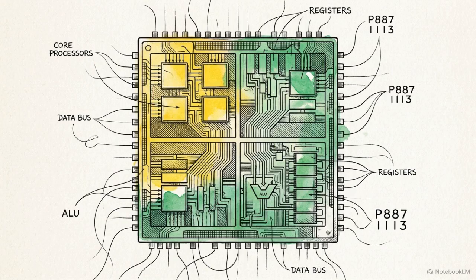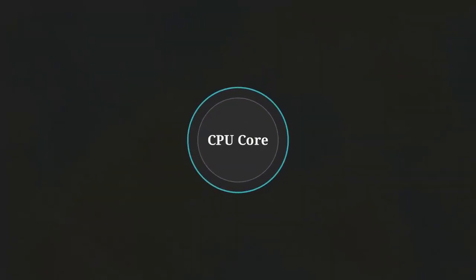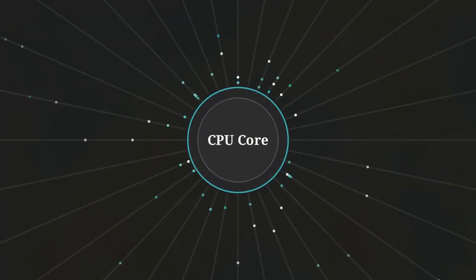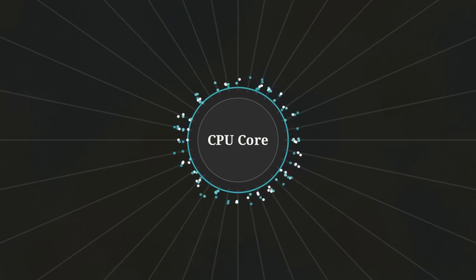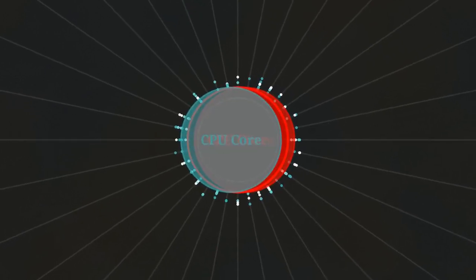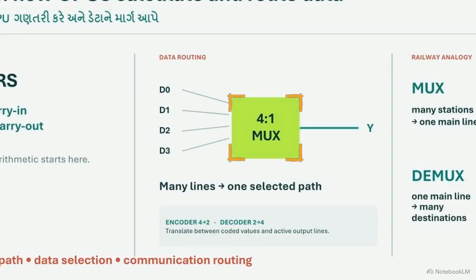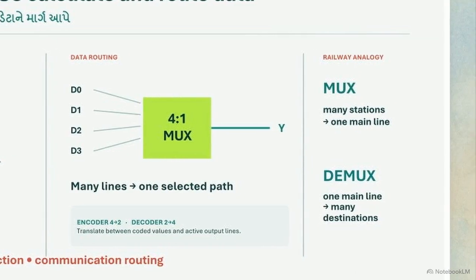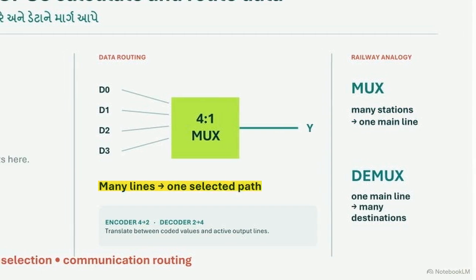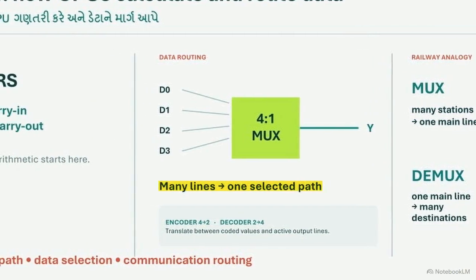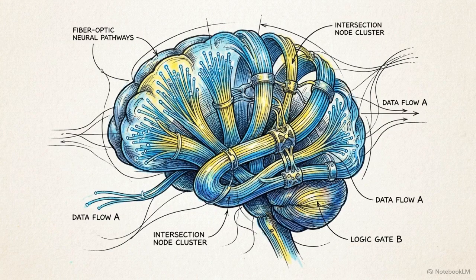Once the circuits are optimized, we hit Unit 4, systems. A modern CPU handles millions of data signals at once. If they all tried to move simultaneously without a plan, the system would crash. To solve that routing problem, we use a multiplexer, or MUX. The railway analogy explains it best. Just as a busy station funnels many tracks onto one main line, a 4-to-1 MUX takes 4 input signals and directs them into one selected output path. At this stage, we have designed a highly efficient data-routing digital brain.